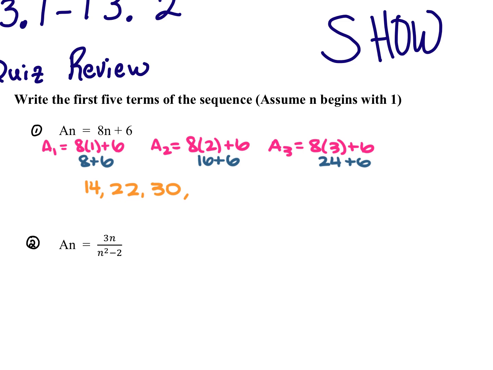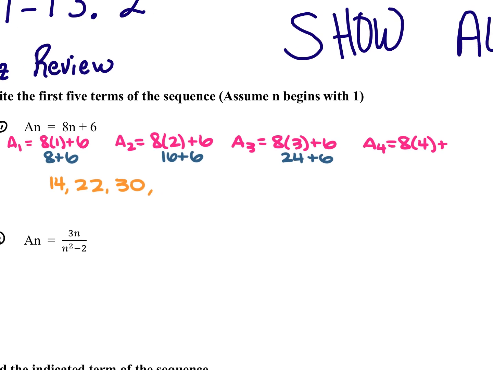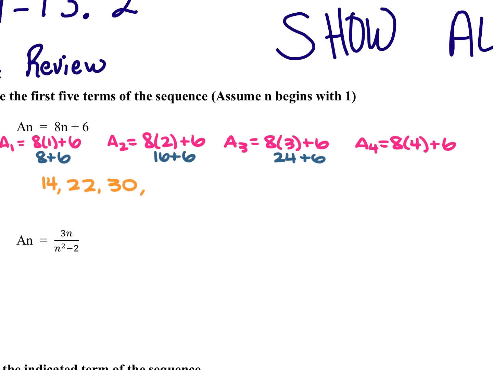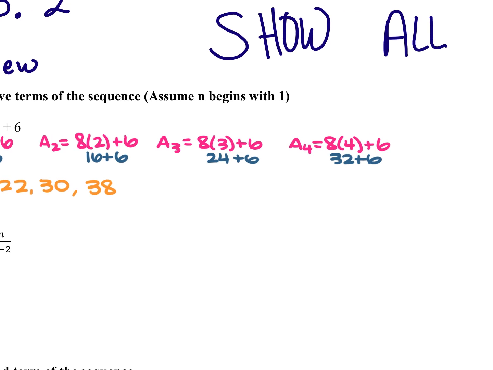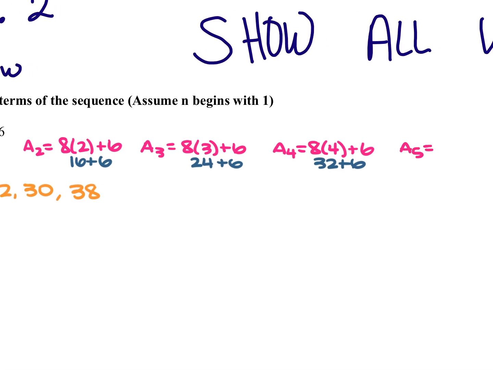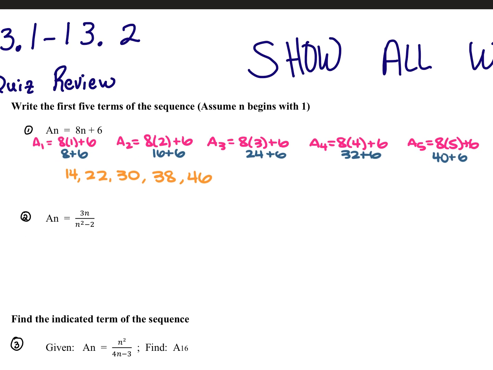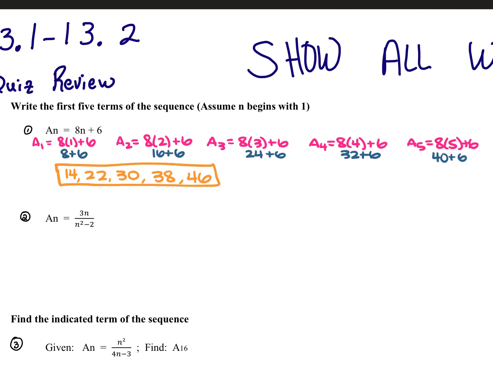Next, for your fourth term, you have a sub 4. It's going to be 8 times 4 plus 6. That's going to give you 32 plus 6, which is 38. And then for your fifth term, a sub 5 is equal to 8 times 5 plus 6, which is 40 plus 6, and that is 46. So the first 5 terms of your sequence here are 14, 22, 30, 38, and 46.